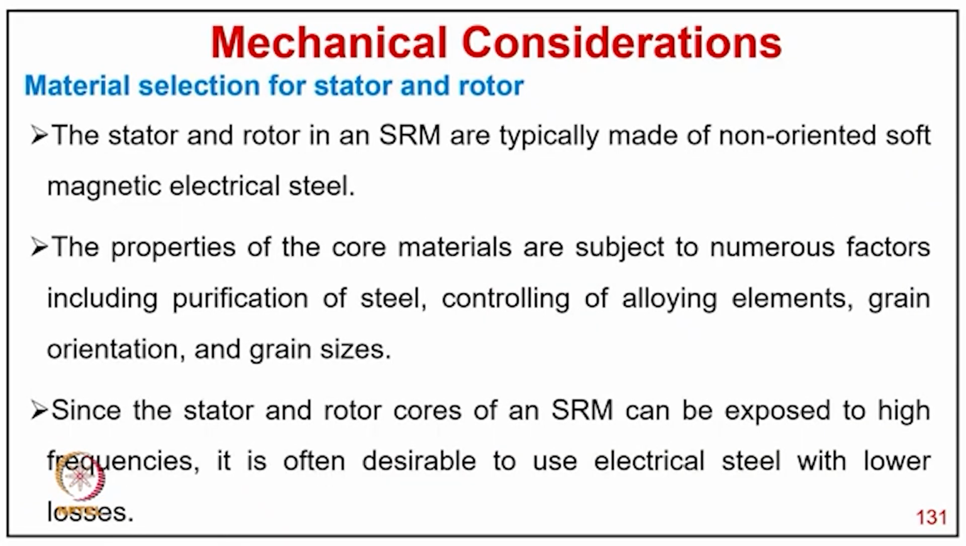So now coming to material selection for stator and rotor. The stator and rotor in SRM are typically made of non-oriented soft magnetic electrical steel. The properties of the core material are subject to numerous factors including purification of steel, controlling of alloy elements, grain orientation, and the grain sizing. Since the stator and rotor cores of SRM can be exposed to higher frequencies, it is often desirable to use electrical steel with lower losses.